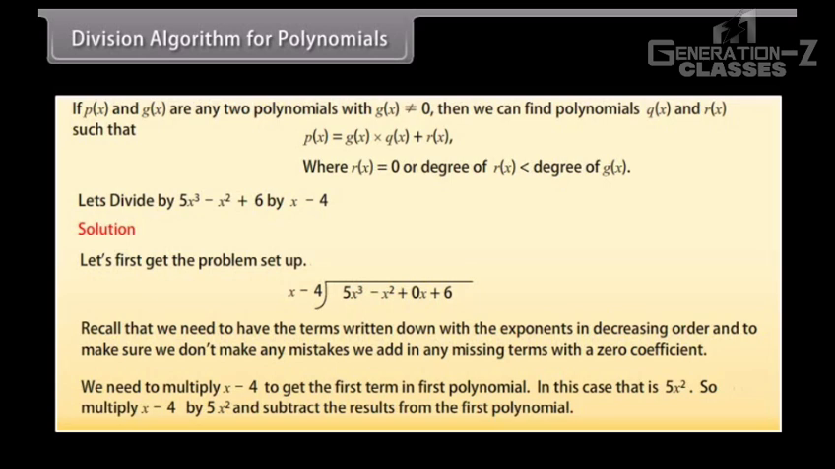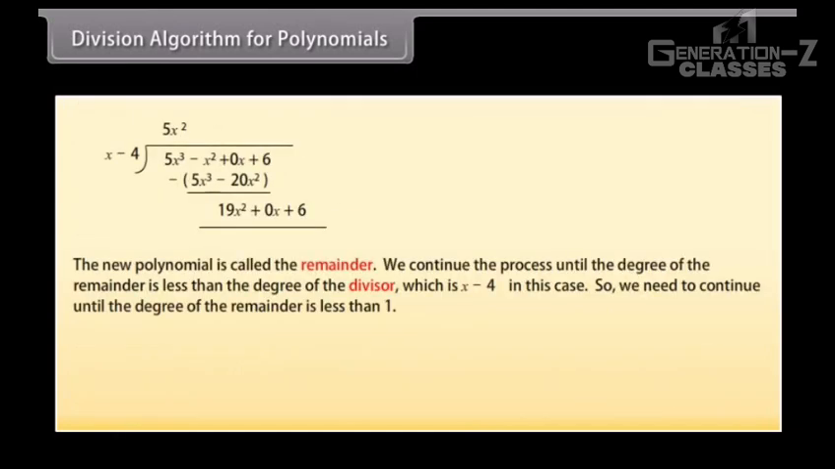We need to multiply x minus 4 to get the first term in the first polynomial. In this case, that is 5x squared. So multiply x minus 4 by 5x squared and subtract the results from the first polynomial. The new polynomial is called the remainder. We continue the process until the degree of the remainder is less than the degree of the divisor, which is x minus 4 in this case. So, we need to continue until the degree of the remainder is less than 1.